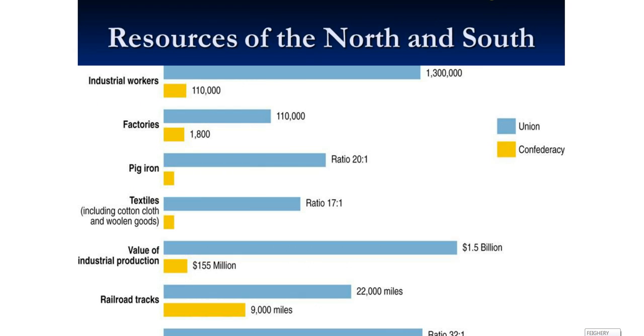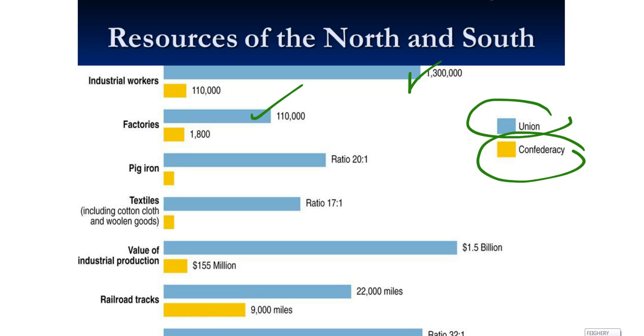Here's a bar chart that shows the resources of the North and South. You can see that the Union is represented by the blue color, and the South, the Confederacy, is represented by the yellow color. So these are the same numbers that I just gave you on the previous page, but you can definitely see that in most cases it is the North that has more resources and outweighs the advantages of the South.